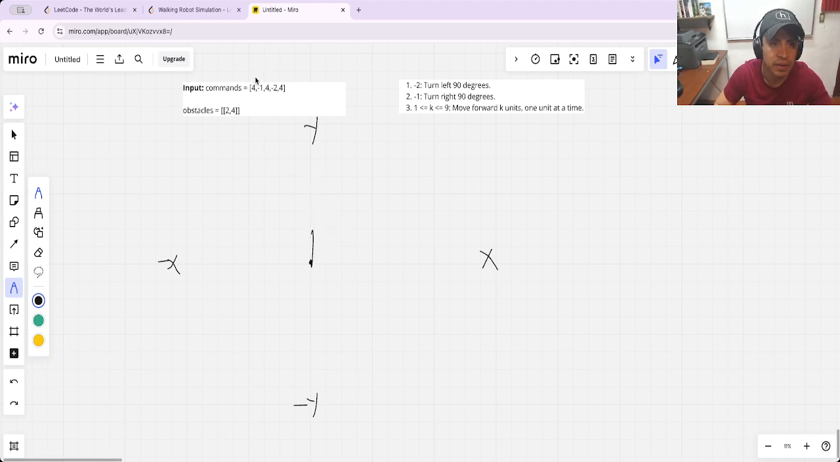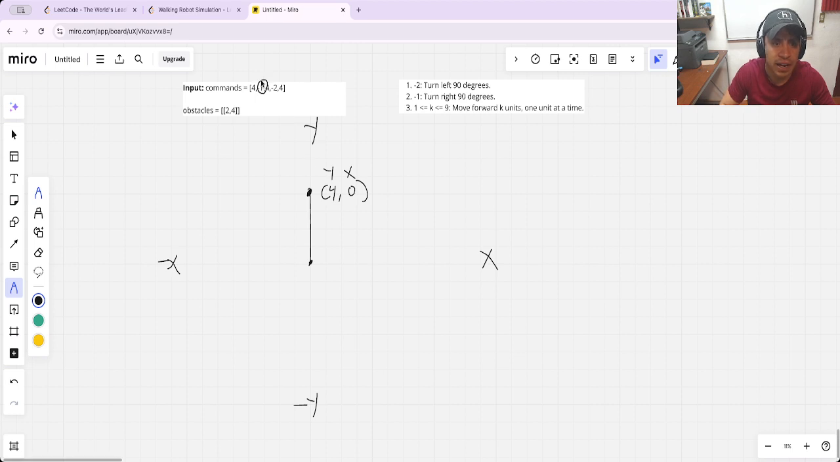The first is a number. In this case it is a positive number, which means we need to move 4: 1, 2, 3, 4. Now we are here. In this case the y is 4 and the x is 0, because the first is row and column, sorry, y and x. Now we are here.